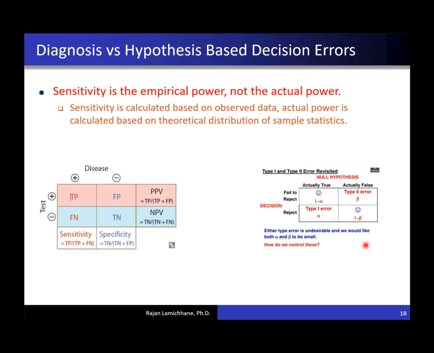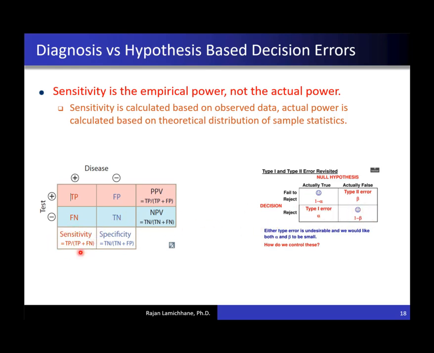Now let's compare these two side by side. So one of them is the diagnosis error and another one is the hypothesis error. Now if we compare both of them, they are very similar. Okay, this is false positive, very similar to alpha. This is a false negative, similar to beta. And then this is 1 minus alpha. 1 minus alpha is specificity. This specificity is similar to 1 minus alpha, and the power here is similar to the sensitivity.